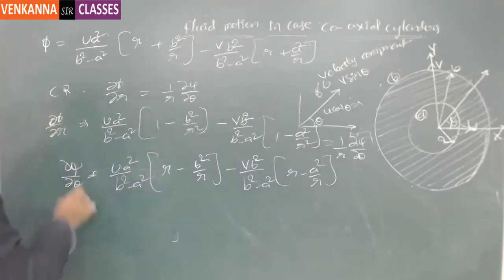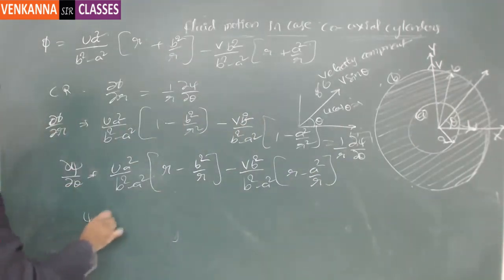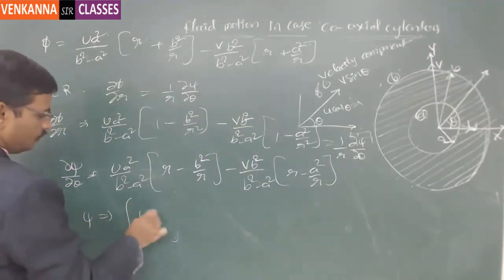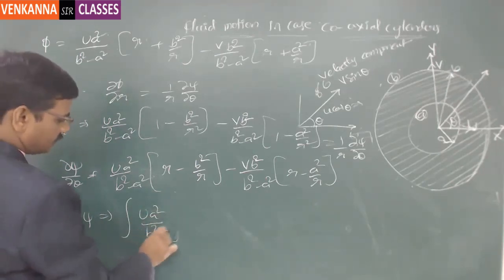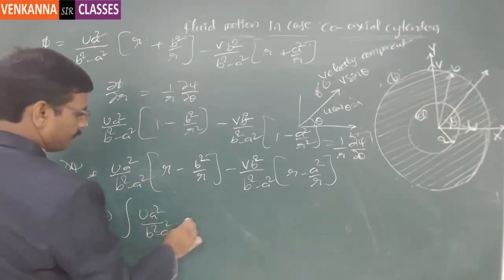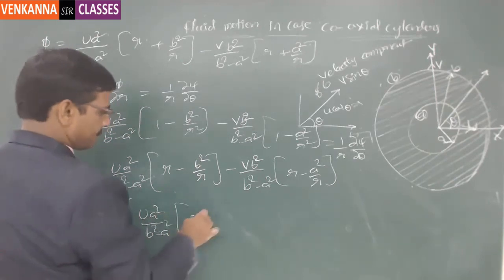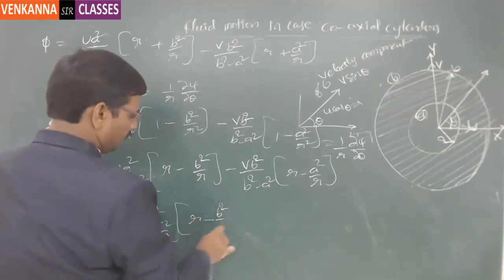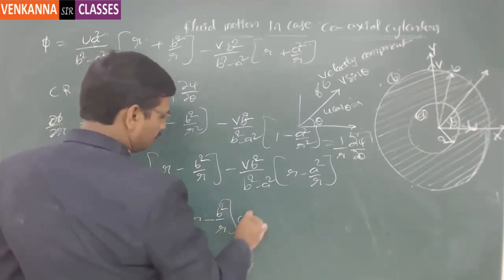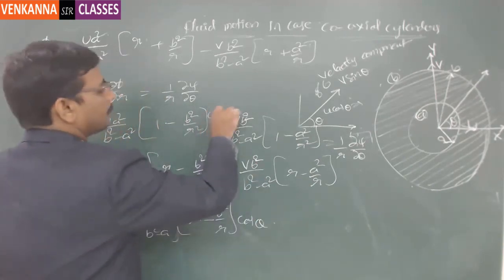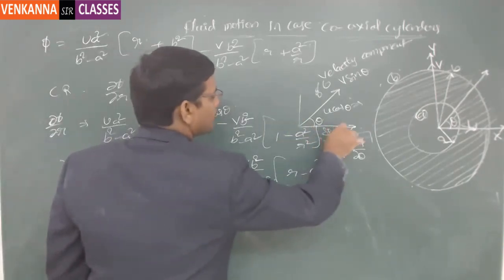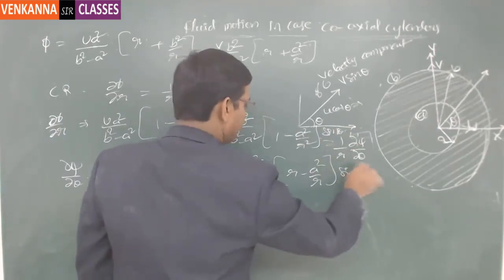Now with respect to θ, ψ is equal to the integral of u a square by b square minus a square into r minus b square by r, cos θ. I think I forgot cos θ. So this is sin θ, and this is sin θ, and this is cos θ.